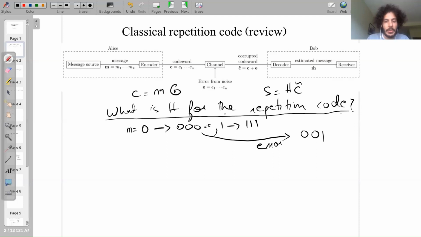So I can remind you of the, sorry, there's a transpose sign here that I forgot about. So H is actually, it has n minus k rows and n columns.